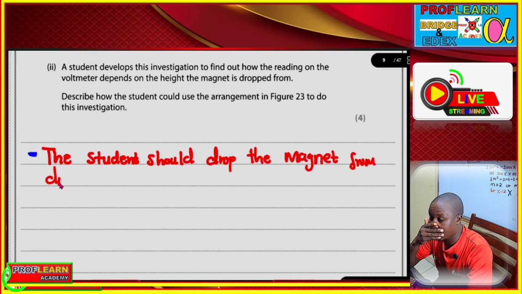Sometimes you'll be asked to describe an experiment or to show how an investigation can be done, how the student can use this to do an investigation.